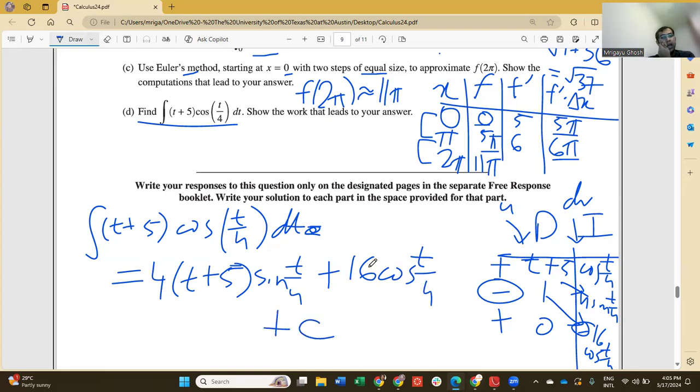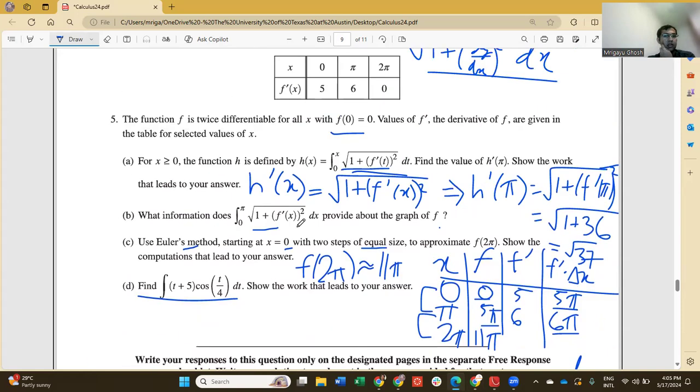And there's your answer. Again, I have no idea what this part D has to do with parts A through C. Maybe they just wanted to test in there if you can do a random integral, but yeah, it's there.